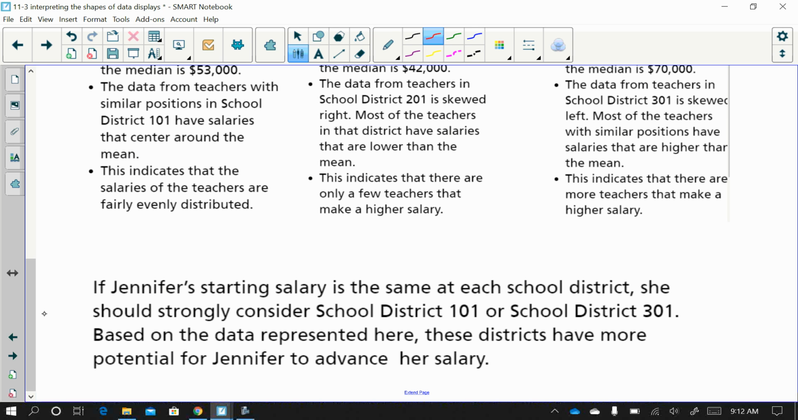If Jennifer's starting salary is the same at each school district, she should strongly consider school district 101 or 301. Based on the data here, these districts have more potential for Jennifer to advance her salary. So it'd be your choice there. And of course, if I was looking for a job, I would look at other factors besides just the money. I would look at class size, I would look at what I would have to teach, that kind of stuff.